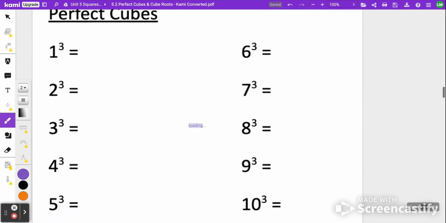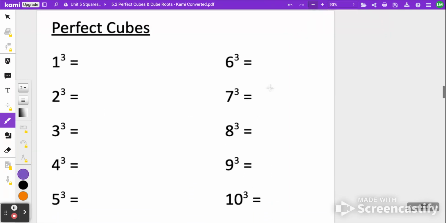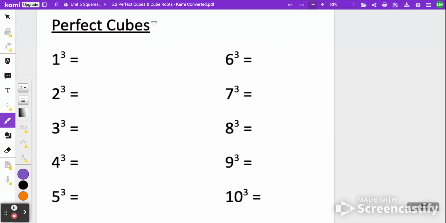So what we're going to do is make our list of perfect cubes here, and you should have gotten a paper in class to help you. Take time now to pause the video, and I want you to try to find these cube roots. Again, that just means you're going to take the number and multiply it by itself 3 times to get your answer. I did the first one for you. Let's pause here and go ahead and try the rest.